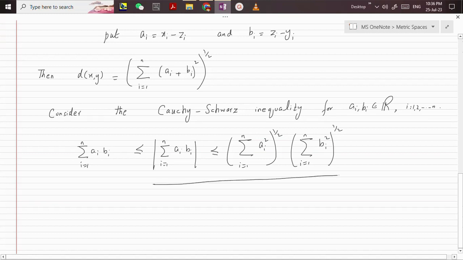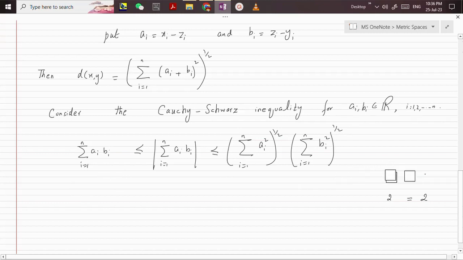This is the Cauchy-Schwarz inequality, and this number is greater than or equal to this number, of course, because there is a mod here. So if we have, for example, minus 2, the mod of minus 2 is 2, which is greater, and if we have plus 2, the mod of plus 2 is again 2, so they are equal. So the mod of this number might be greater or equal than this number.